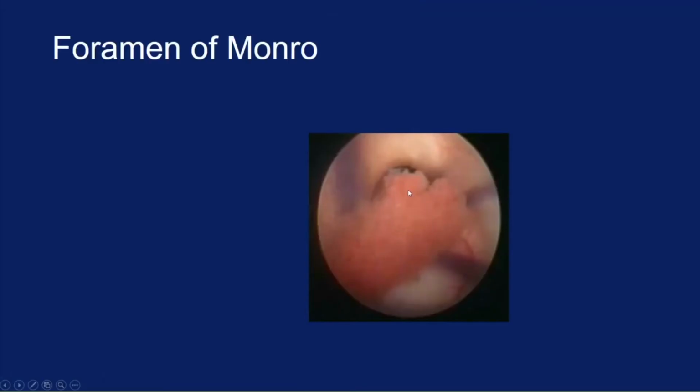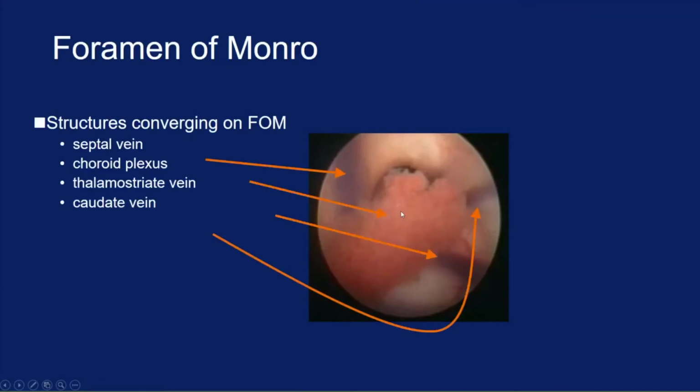So what do we see here? We are obviously seeing the foramen of Monro. That's the septal vein. The choroid plexus in this case is somewhat exuberant, but you can still see the caudate vein, which should be at this lateral corner, and the thalamostriate vein that should be at the posterior end. And these would all converge at this epicenter, which would be the venous angle.